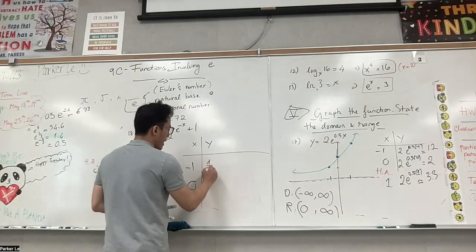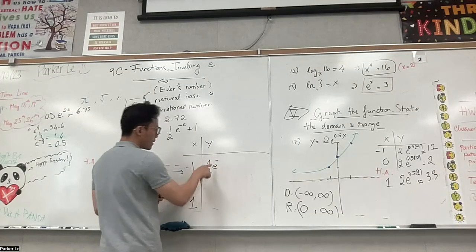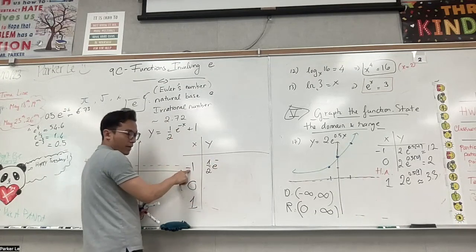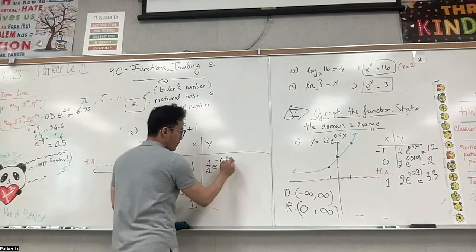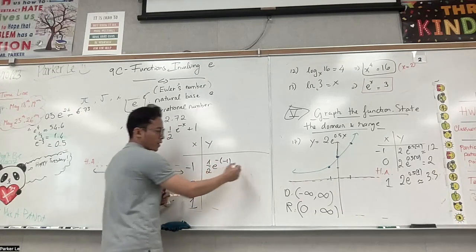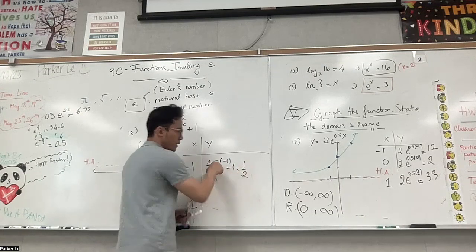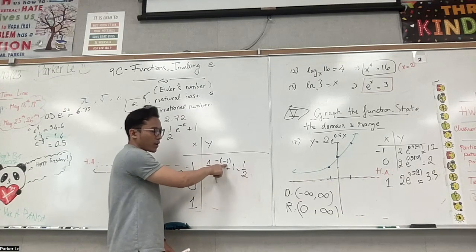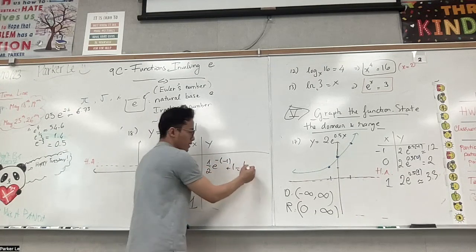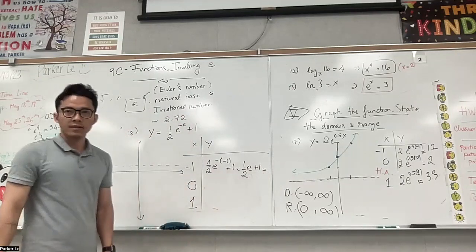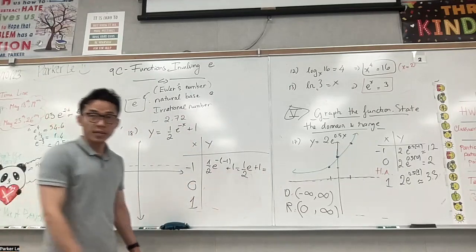Plug it in. So 1/2 e to the negative. The negative is already there. Now I have plugged in the negative 1, so be careful. What is it equal to? 1/2 e to the negative minus negative 1, so e to the 1. So just e plus 1. Can you find what this is? 1.3.